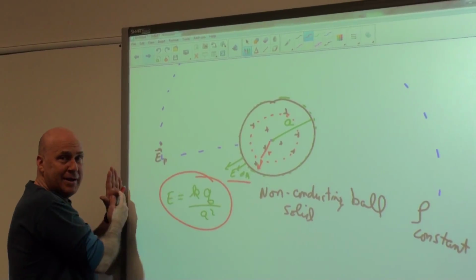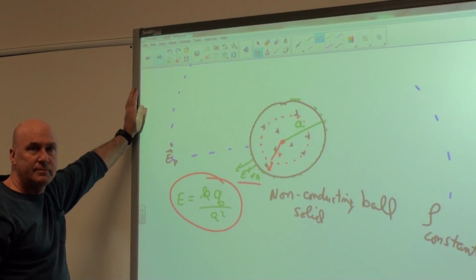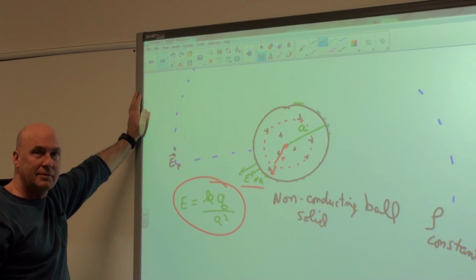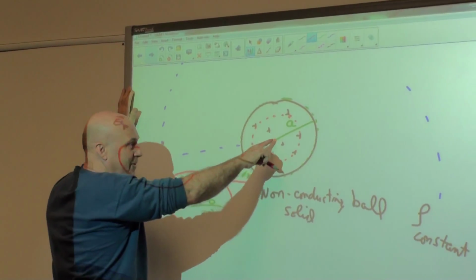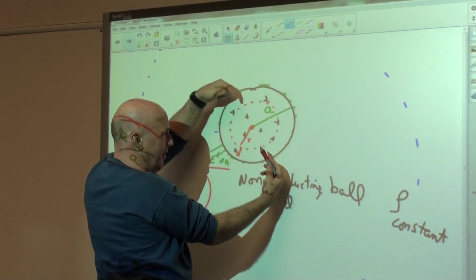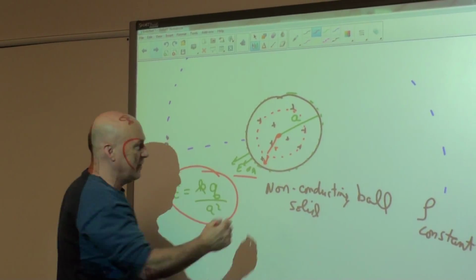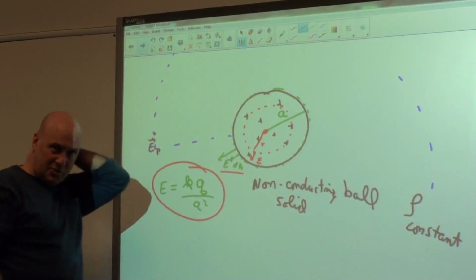Okay? So here comes Gauss's law. E dot dA, the sum, the integral of that, ends up being the net flux. And you know the net flux is equal to the charge inside divided by epsilon zero.